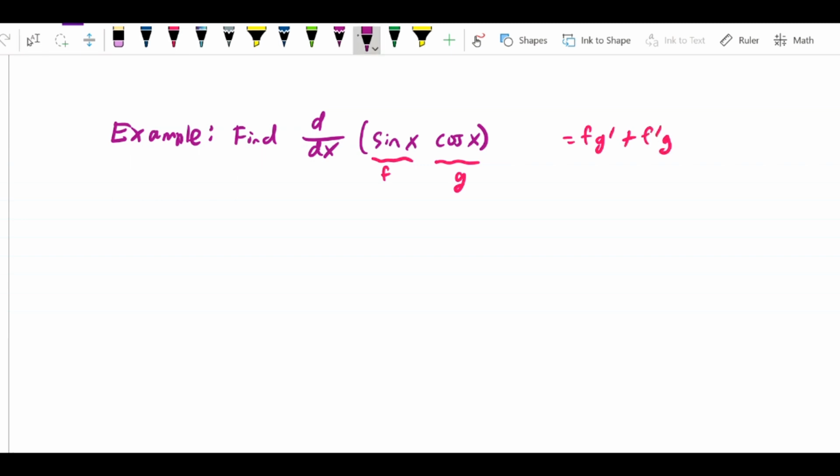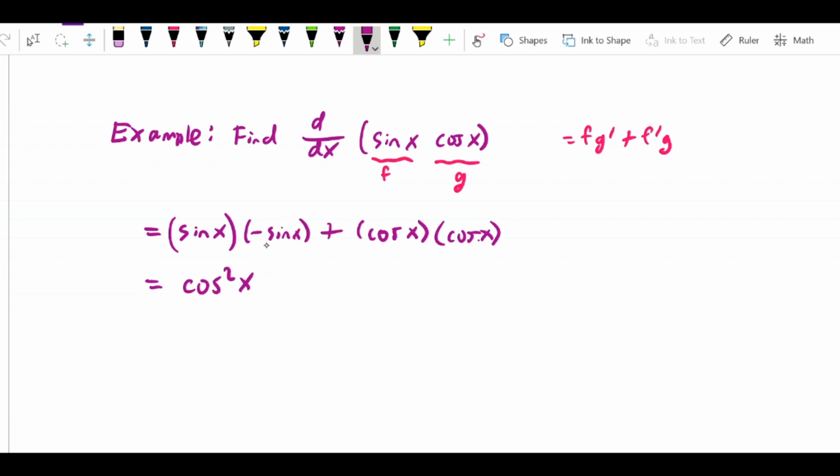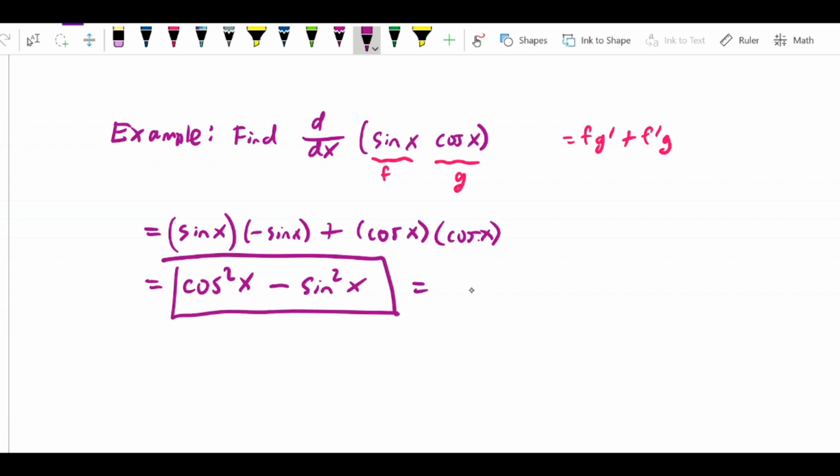Remembering what the derivatives of the trig functions are, we have sine x times the derivative of cosine, which is negative sine x, plus the derivative of sine, which is cosine of x, times g, which is cosine of x. So this is equal to cosine squared x, and then sine x times negative sine x is minus sine squared x. This is a perfectly valid form of the answer, but you might recall that cosine squared x minus sine squared x is equal to cosine of 2x, which is also an answer.